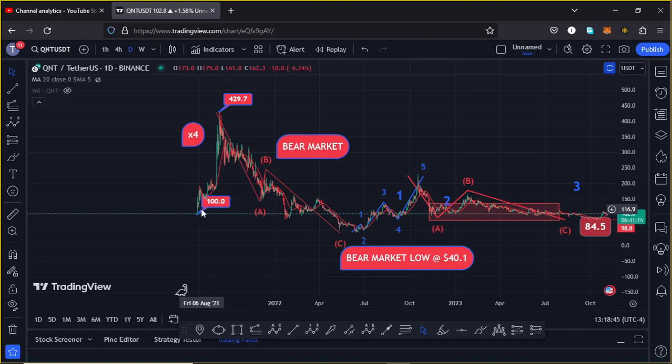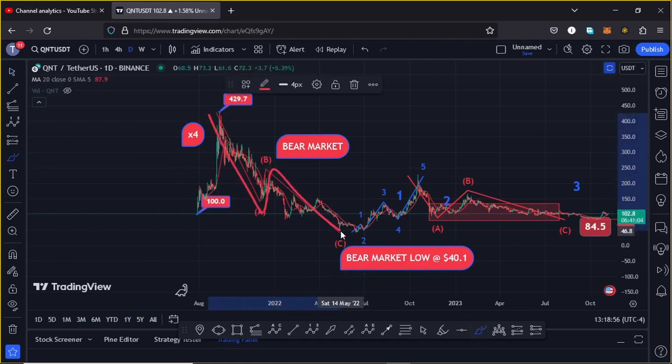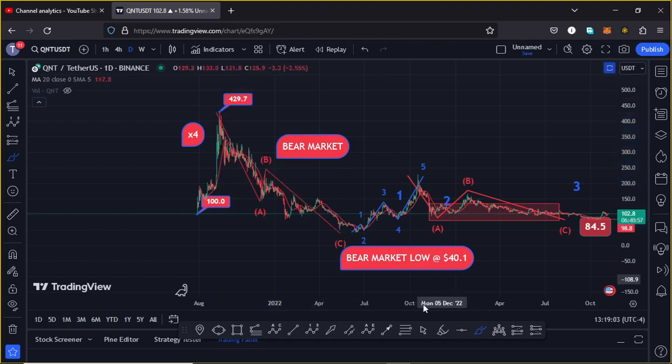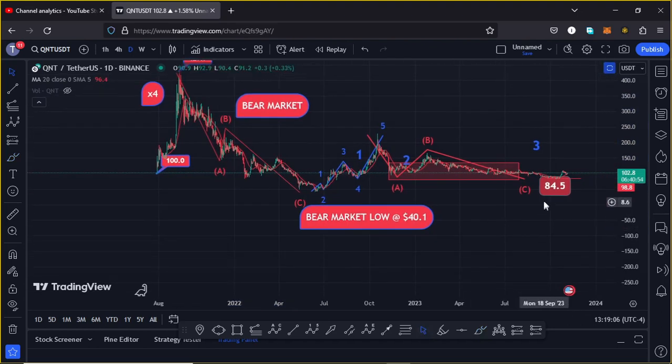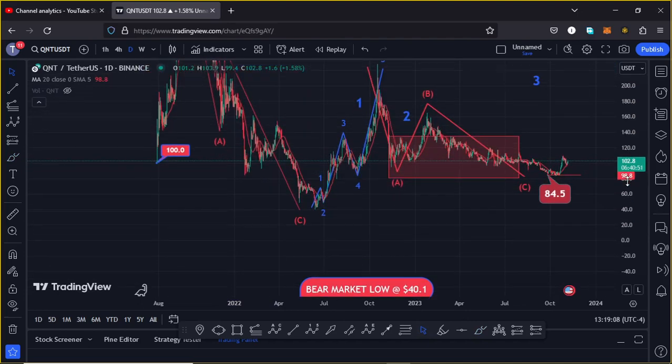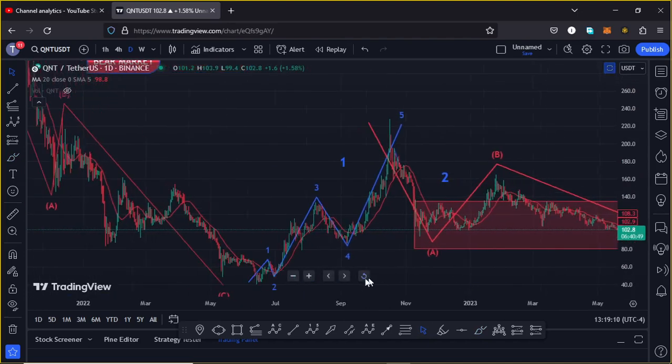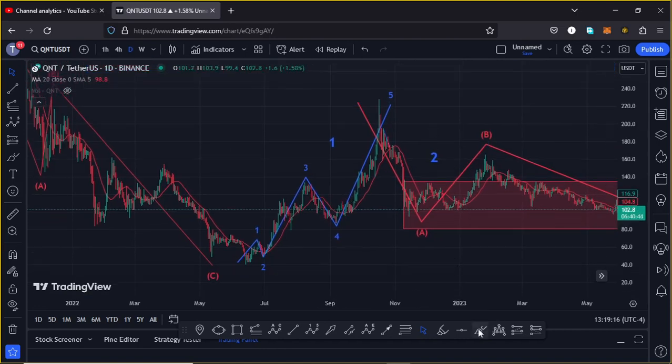After seeing the all-time high, we started a bear market where we had been seeing a corrective structure in this ABC corrective move, giving us a low at around the $40.1 mark, and that was the bear market low here on the QNT chart. After seeing the bear market low, we continued to obey the Elliott wave structures, where you can easily see that we have now peaked in a 5-wave structure over here, having the wave 5 giving us a high above the $229 mark, completing the formation of this larger Elliott wave count 1.